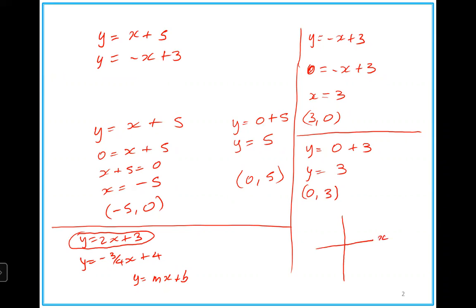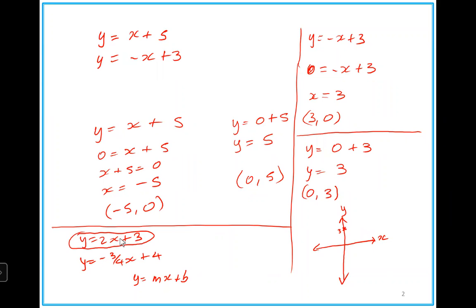So this is your x-axis, this is your y-axis. If you want to graph this first one, your y-intercept is 3. So you're going to go on the y-axis, and wherever 3 is, you're going to mark a point there. This number here tells you where the line passes through the y-axis. And this number in front of the x is the slope, and the slope tells you how steep the line is.